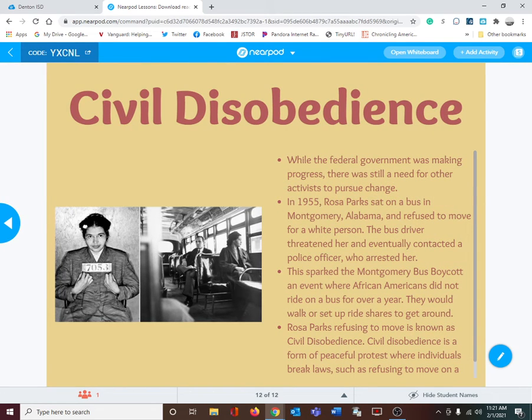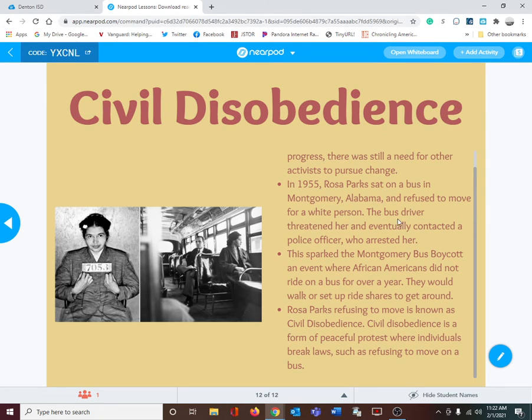So finally, the last point I really want to hit home is this idea of civil disobedience. The federal government is making changes and fighting for desegregation, but on the ground, there are many other people that are fighting to enforce change as well. For example, Rosa Parks' story is one of the most famous stories of civil disobedience. I think most of us know who she is, but she was a seamstress working in Alabama, and she would ride the bus to and from work.